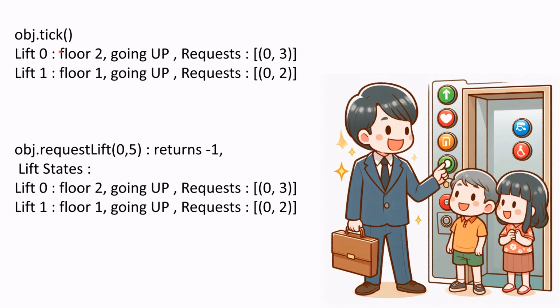Next, the tick method is called again. So lift 0 reaches floor 2 and lift 1 reaches floor 1, both in the up direction. After that, a request is made to go from floor 0 to floor 5. Now lift 0 is already at floor 2 in the up direction, so it is not reachable for this request. And lift 1 is also on floor 1 going up. So this lift is also not reachable. Since no eligible lifts are found for this request, we return -1.